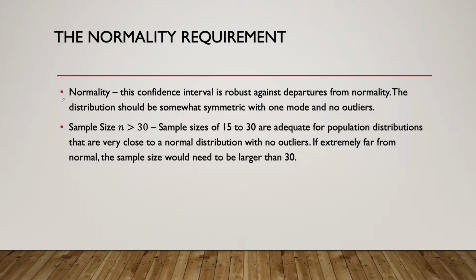And as I was saying, with regards to that normality requirement, this confidence interval is robust against departures from normality. The distribution should be somewhat symmetric with one mode and no outliers. The sample size, again, should be greater than 30, but sample sizes of 15 to 30 are adequate for population distributions that are very close to a normal distribution and don't really deviate that much, and also with no outliers. If it is extremely far from normal, then the sample size would need to be greater than 30, such as a skewed right or skewed left distribution.